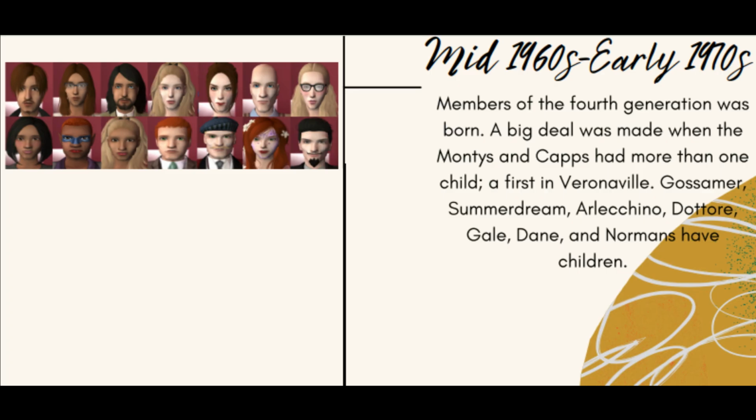And that also adds layers to the feud because not only do they extend their families by having more children, they also extend it by passing down the feud to 3 to 4 or more people of their descendants. Also, the Gossamers, the Summer Dreams, have children, i.e., Oberon and Titania. The Arlechinos, the Toros, the Gales, the Danes, and the Normans also have children via Hero, Olivia, Caliban, Cornwall, and Albany.